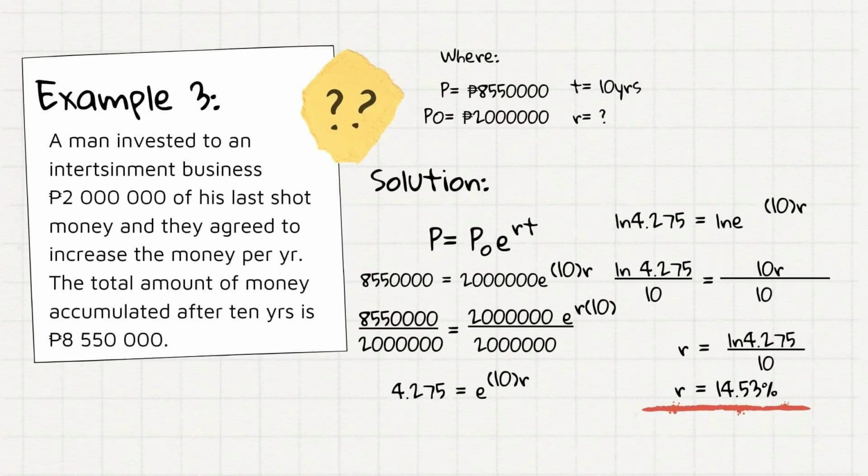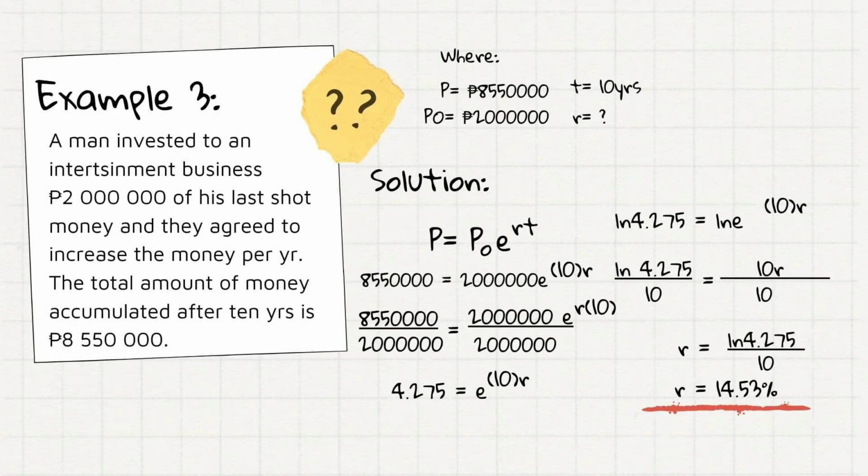So now to cancel 2 million, just divide both sides by 2 million, and then 8,550,000 pesos divided by 2 million, we can get 4.275, and then just bring or copy the e to the power of 10 multiplied by r, and then ln of 4.275 is equal to ln of e to the power of 10 times r.